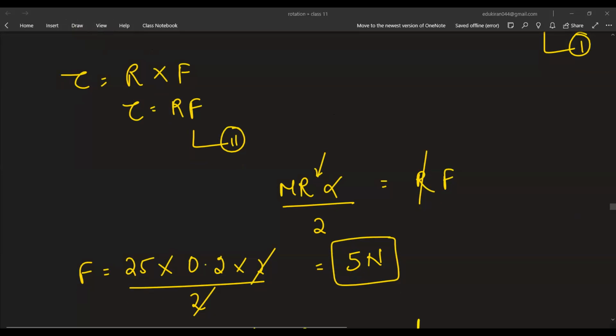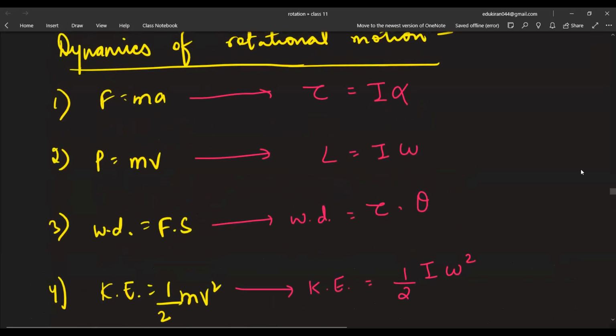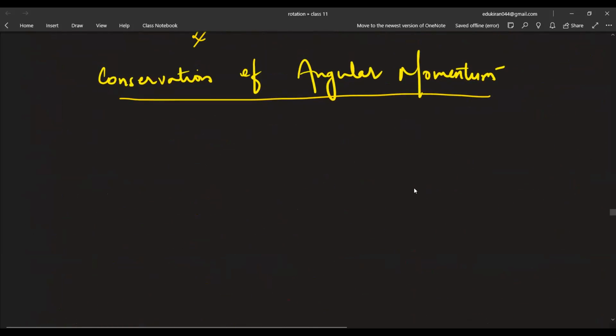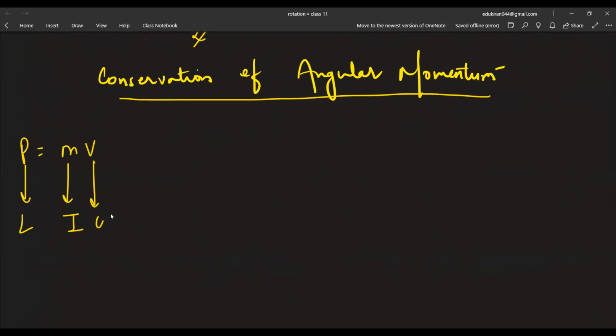Okay, now conservation of angular momentum. So we'll be using this formula of angular momentum, I omega. Now see, conservation of linear momentum, when we were studying Newton's second law, that time it was rate of change of linear momentum. Firstly, this should be very clear to you. P is equal to mv.